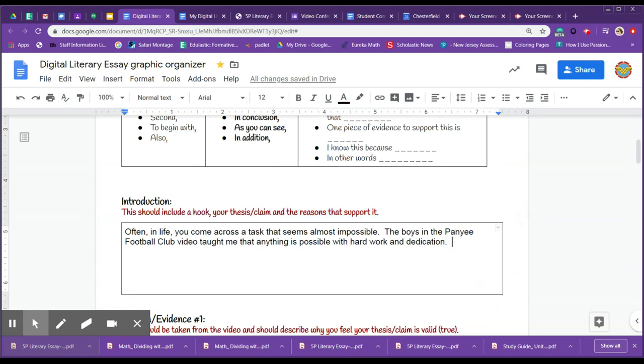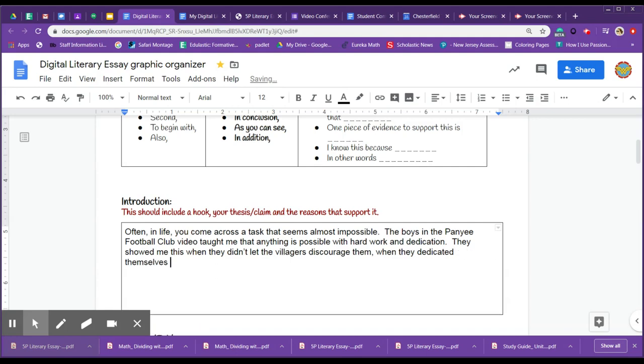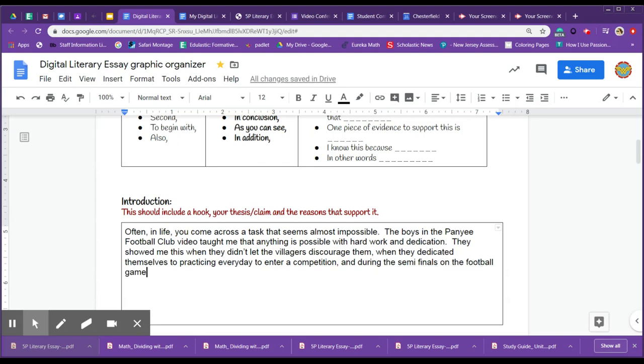So when you go back to your essay, they showed me this when they didn't let the villagers discourage them, when they dedicated themselves to practicing every day to enter a competition, and during the semifinals of the ball game. Okay.